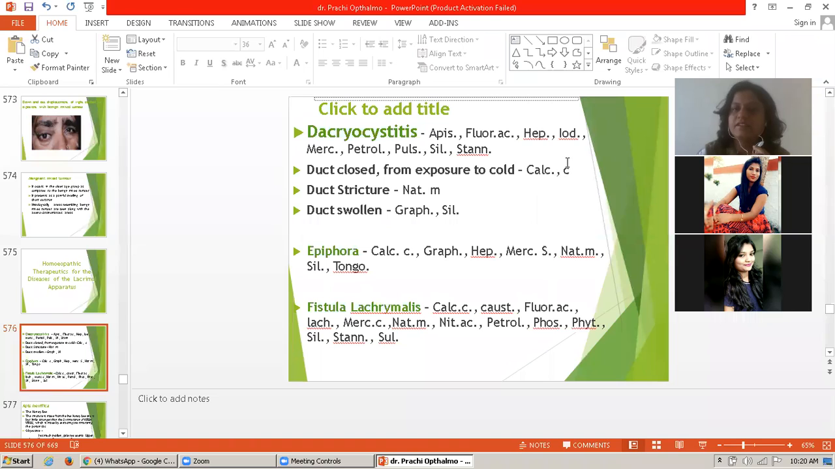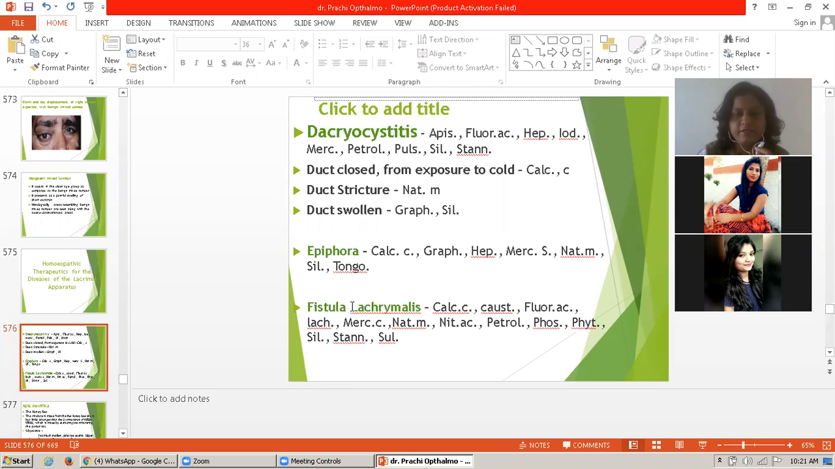So, Calcarea carb is useful in that case. And when there is a duct stricture, Natrum mur is useful in stricture of the duct. And when the lacrimal duct is swollen, then we can think about Graphites and Silicea. For epiphora, there are Calcarea carb, Graphites, Hepar sulph, Natrum mur, Natrum sil, and Tongo that can be useful.